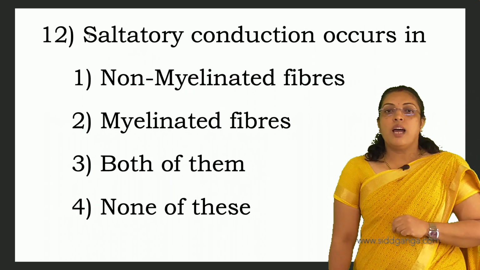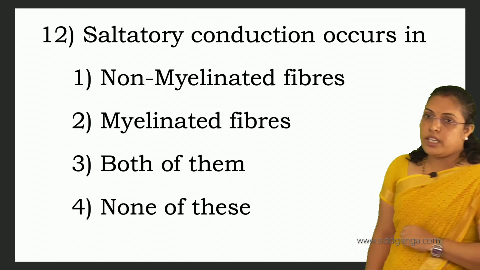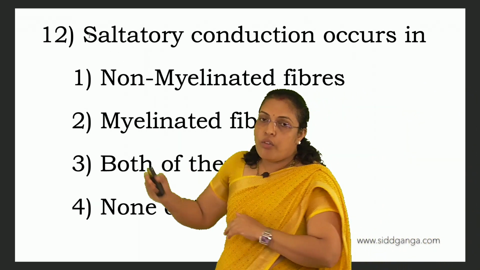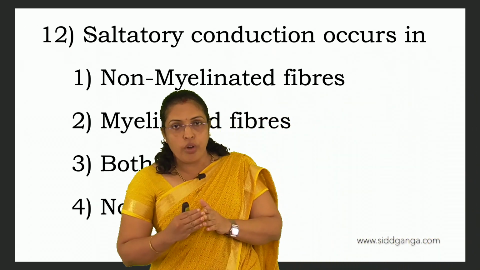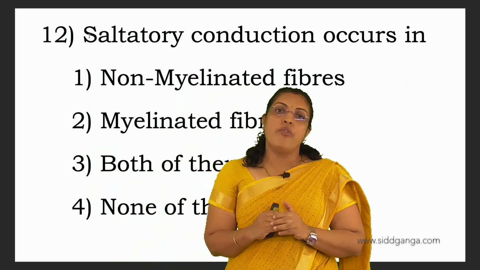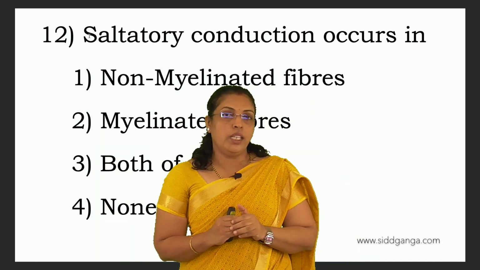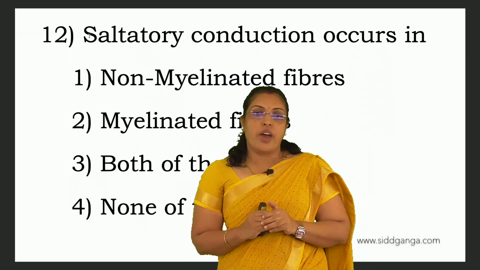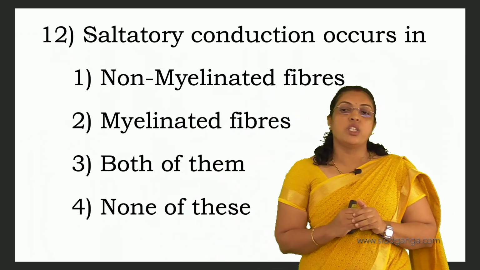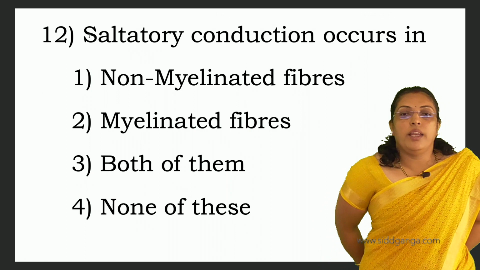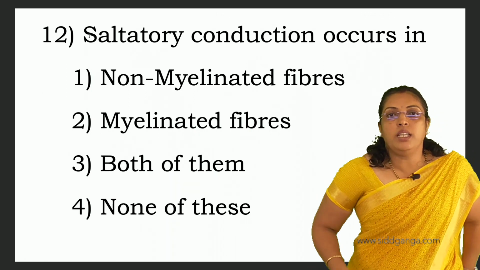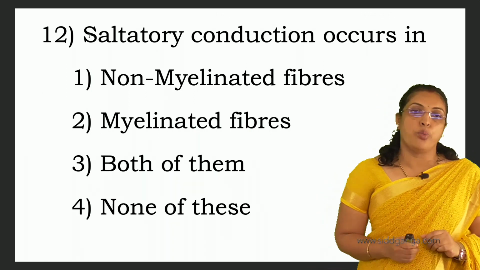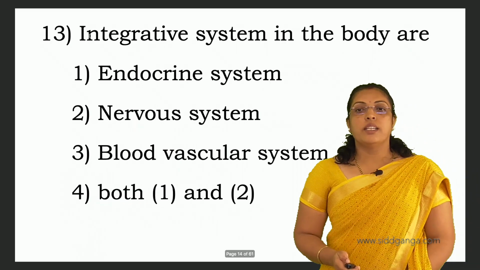Then saltatory conduction. Saltatory conduction means jumping of action potential from one node of Ranvier to the next node of Ranvier. That is mainly seen in myelinated fibers. So, saltatory conduction occurs in myelinated fibers. Second is the option.